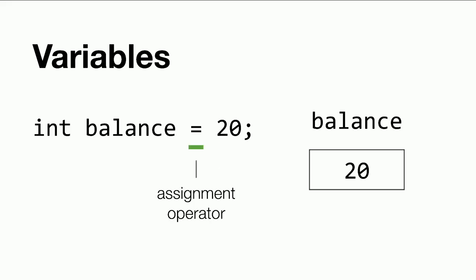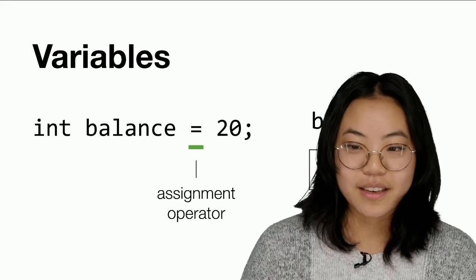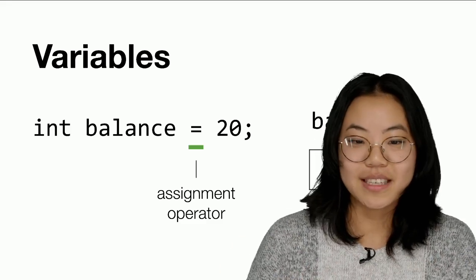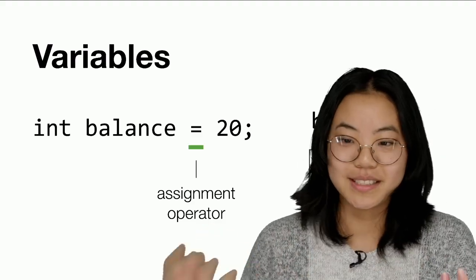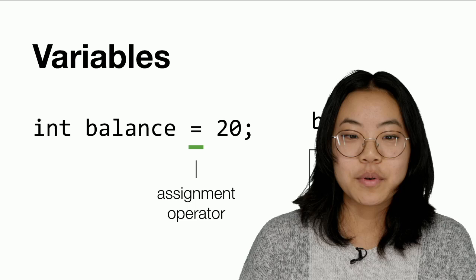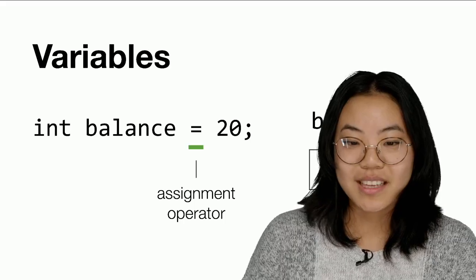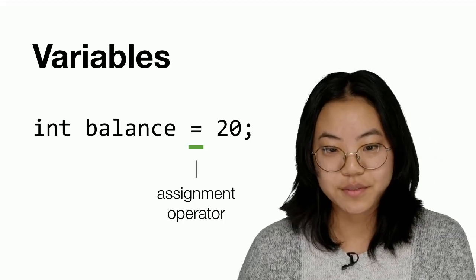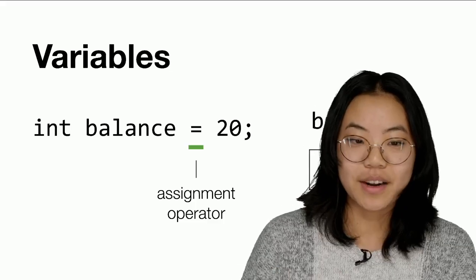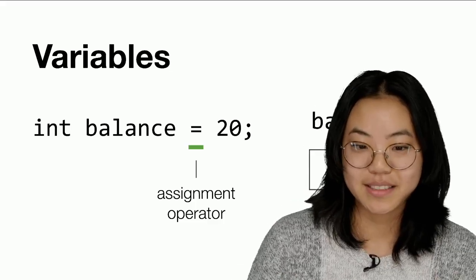Here, something to note is that while we normally think of the equal sign in everyday language as this thing equals this thing, here we want to think of it as an assignment operator. So we're assigning the value on the right, 20, to the variable on the left, which is balance.